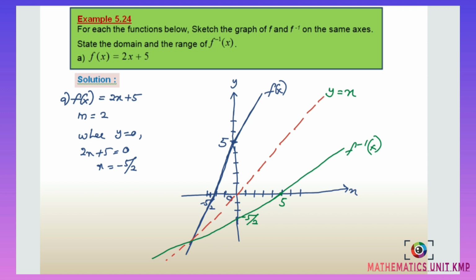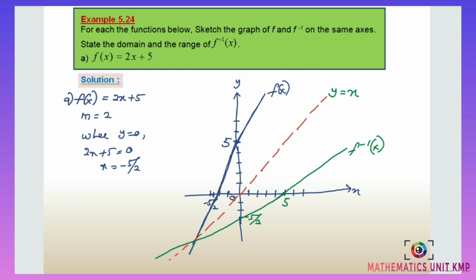Now state the domain of the f inverse. Referring to the green line, the domain of the inverse function, the linear green line, is negative infinity to infinity. And the range of the f inverse is also from negative infinity to infinity.